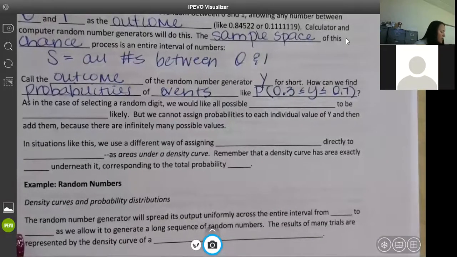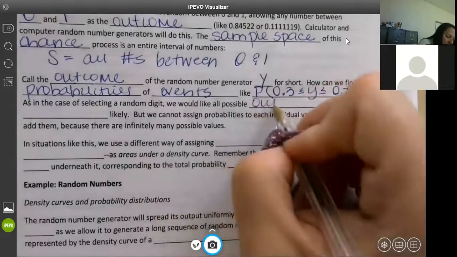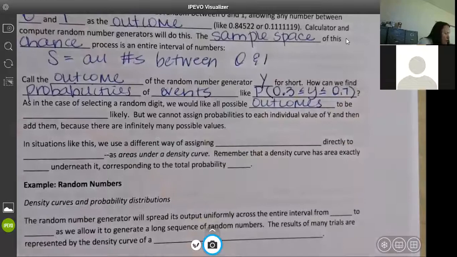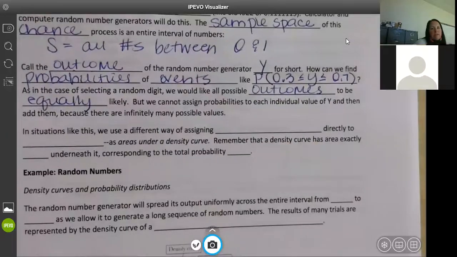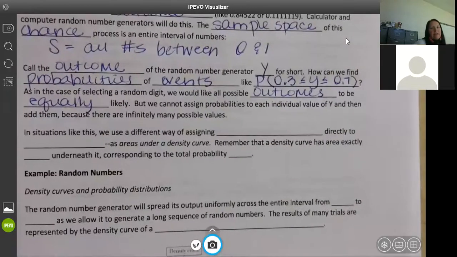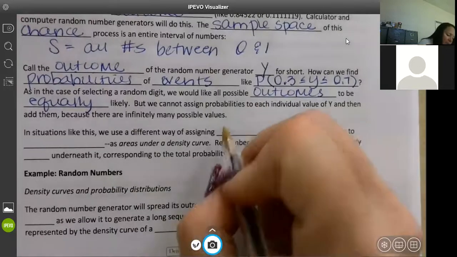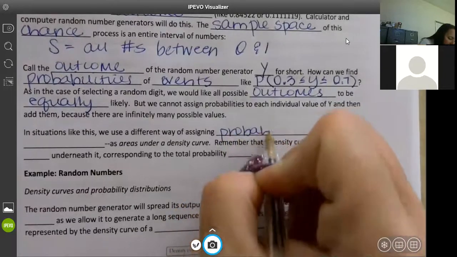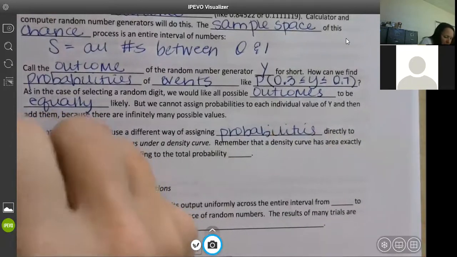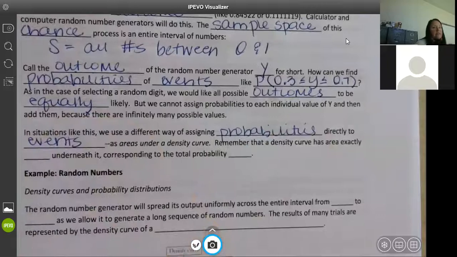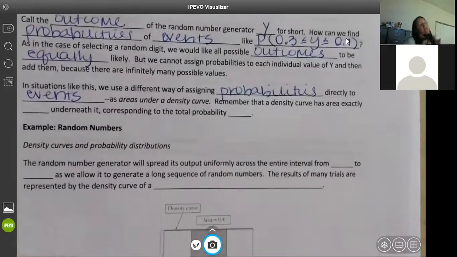As in the case of selecting a random digit, we would like all possible outcomes to be equally likely. But we cannot assign probabilities to each individual value of Y and then add them because there are infinitely many possible values. So in situations like this, we use a different way of assigning probabilities directly to events. And we're going to go back to those density curves as areas under the density curve. This kind of sounds complicated because you guys didn't really like the density curves, but it's just using the density curve as a visual for you to understand, okay?